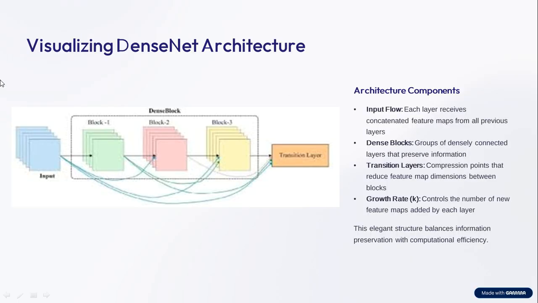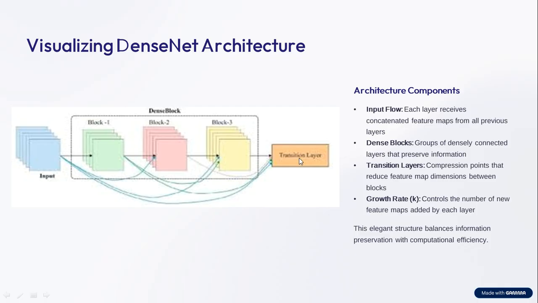Visualizing the DenseNet architecture: generally the architecture consists of an input layer followed by dense blocks, with multiple blocks and multiple convolutions, and ending with the transition layer concept also. Here the input flow is that every layer always receives a concatenated feature map from all the previous layers only. Dense blocks are the groups of connected layers that help to process the information.